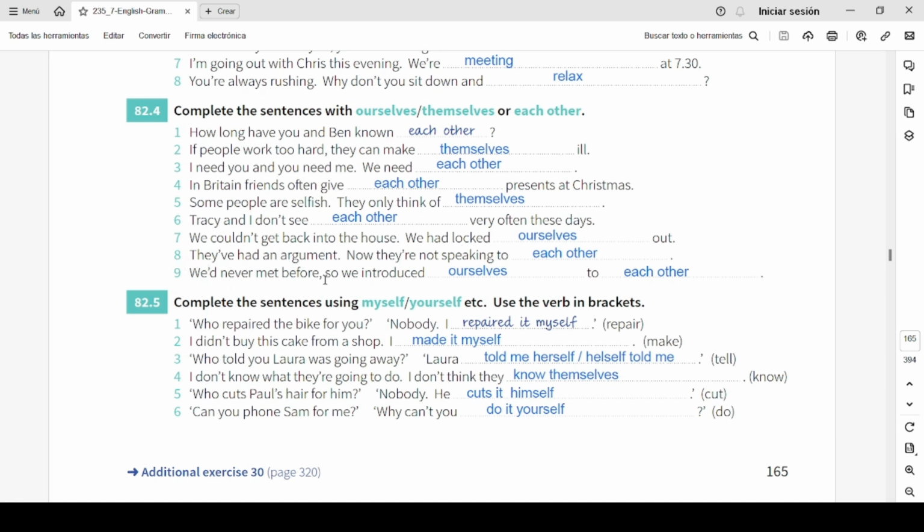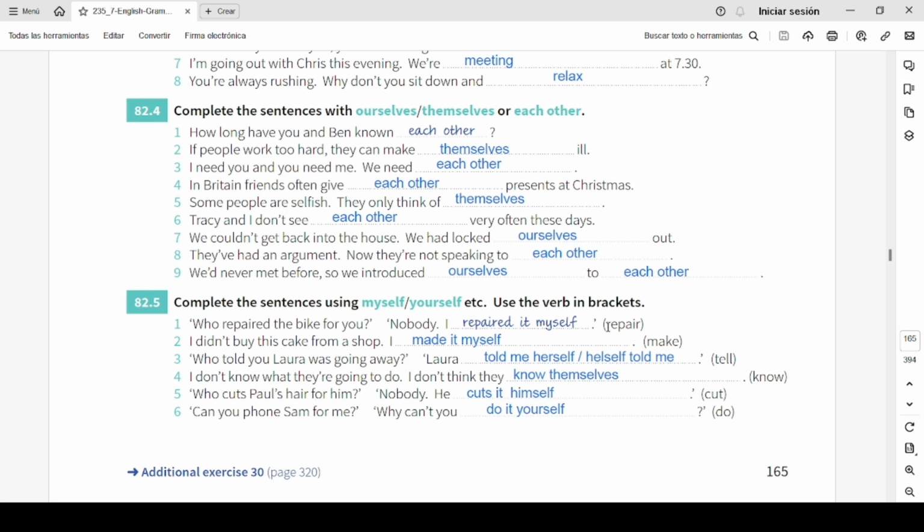They had an argument. Now they're not speaking to each other, right? We'd never met before, so we introduced ourselves to each other. Next section. 82.5. Complete the sentences using myself, yourself, etc. Use the verb in brackets.